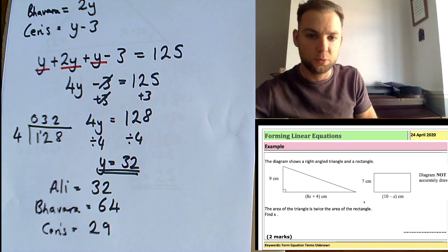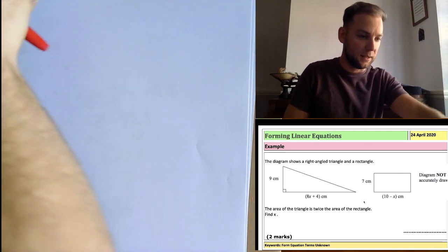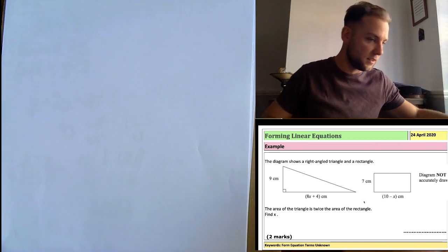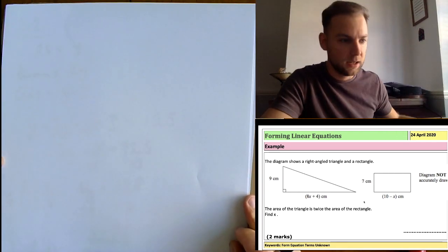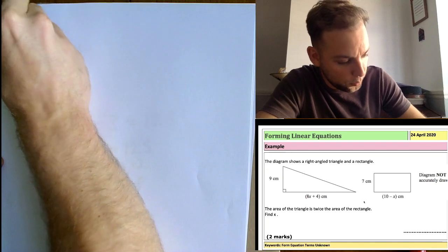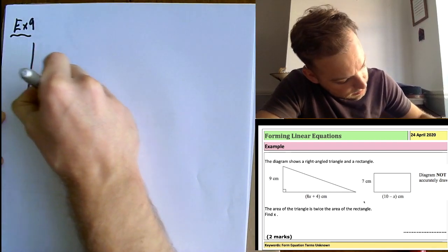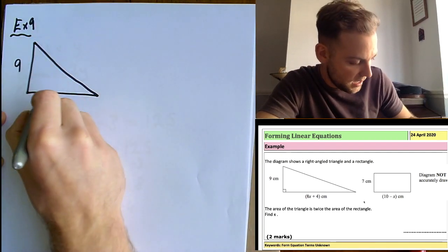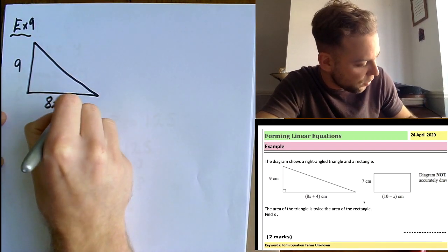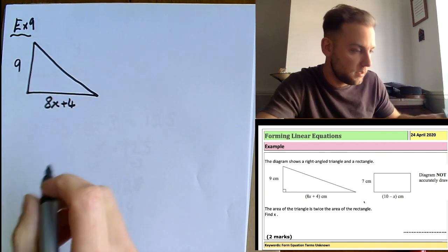So this is the last question we've got here. This is example 9. Now this is basically putting everything together, okay? We're forming to make a really tricky equation, and then we're going to solve it, okay? So this one here, example 9, I've got a triangle here, which is 9 centimetres and 8x plus 4. Notice I haven't put the brackets on that because you don't need them. I can put them on later.